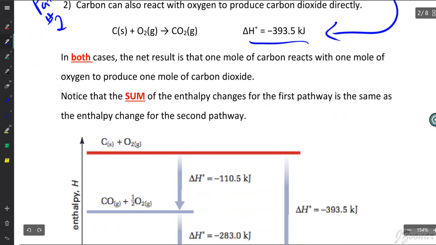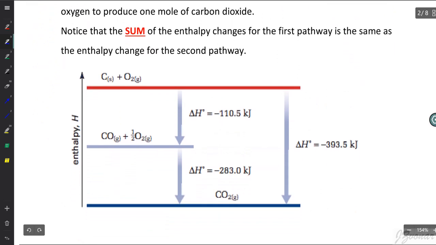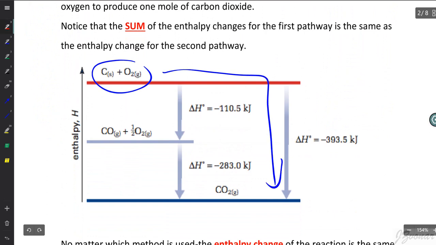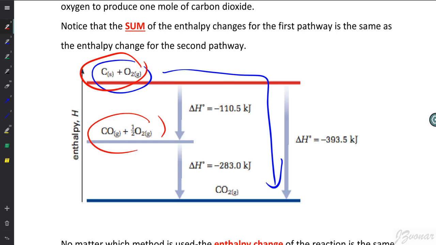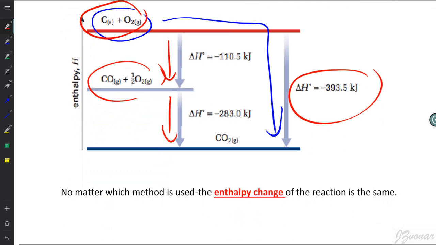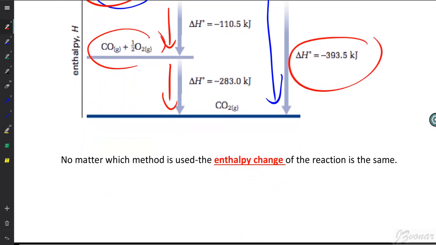This was a very important thing discovered by chemists, which we could then use when we were not able to use calorimetry in the lab. Looking at it graphically, we have carbon plus oxygen forming carbon dioxide in one step, or carbon plus oxygen forming carbon monoxide and then reacting with some more oxygen in a two-step process. In both cases, the enthalpy change is negative 393.5 kilojoules. So regardless of the pathway, the enthalpy change for this particular reaction is going to be the same.